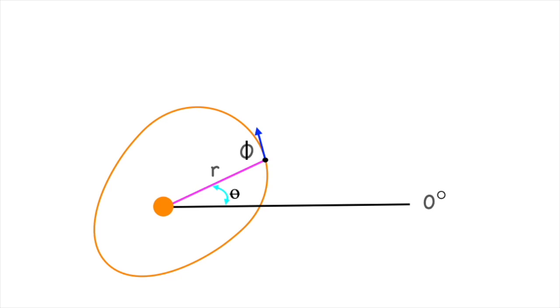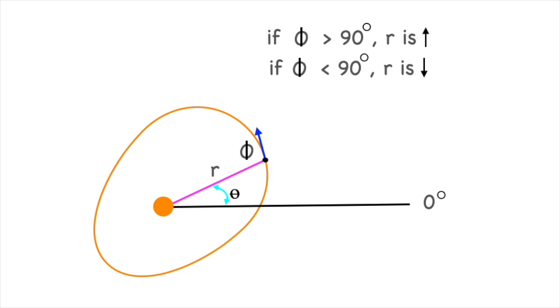Another moment's reflection should convince you that the following three statements are true. If phi is greater than 90 degrees, r is increasing. If phi is less than 90 degrees, r is decreasing. And if phi is equal to 90 degrees, r is not changing.